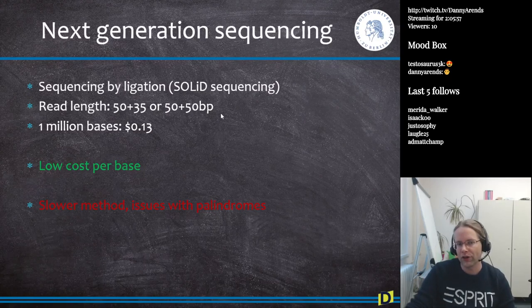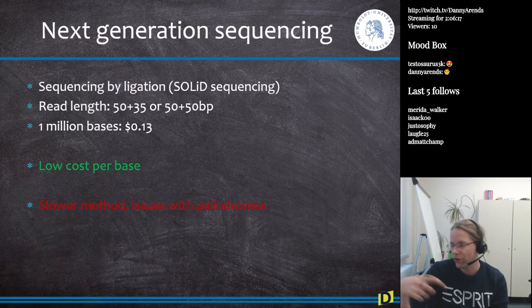So that makes SOLiD sequencing relatively unsuitable for sequencing DNA, which is just a shame because it's an interesting technology, but it never got really popular. But I just wanted to show you guys that you don't have to use a polymerase. You can also use ligation methods, which just ligate primers or pieces of DNA to the DNA and then cut off a part which had a little light signal.